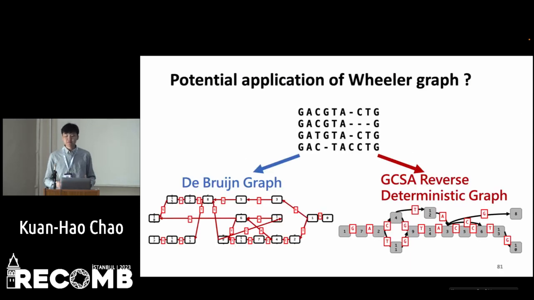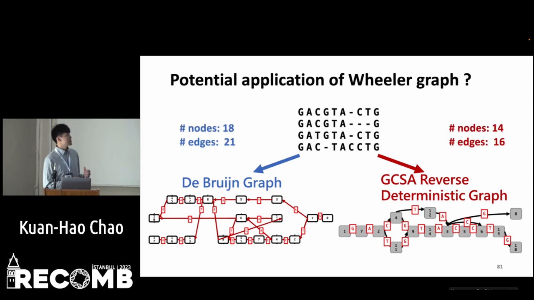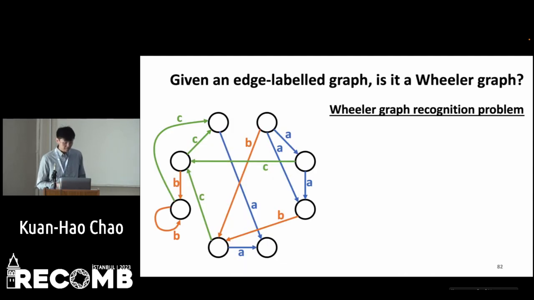So now we've seen two ways of building a Wheeler graph from a multiple sequence alignment. We can build the Wheeler graph directly, however it ends up with a graph with 18 nodes and 21 edges. We can also go through another path and try to fix it and make it into a Wheeler graph. In this case, we got a graph having 14 nodes and 16 edges. So depending on the case, the green graph might be bigger than the GCSA. So it has some potential for how to fix it. But before we fix it into a Wheeler graph, the first step is at least we need to understand if the given edge-labeled graph is a Wheeler graph or not.